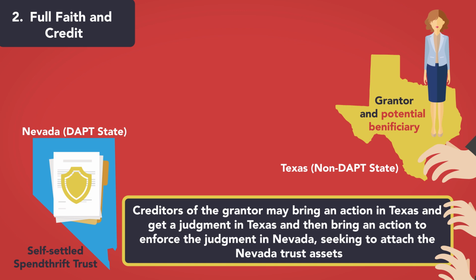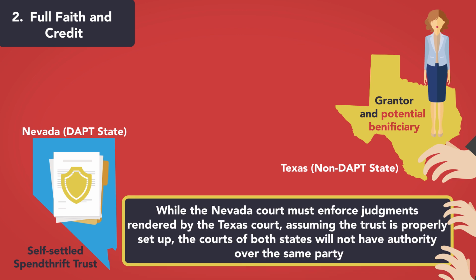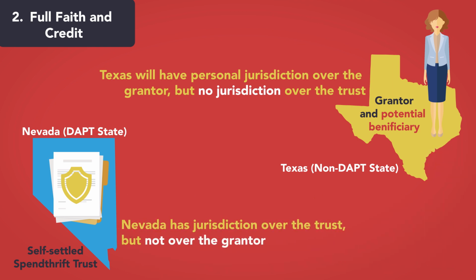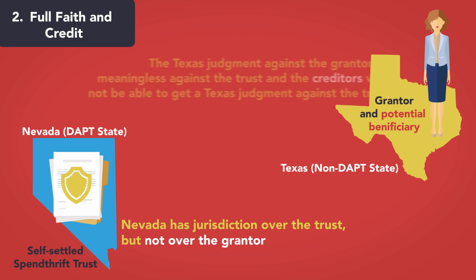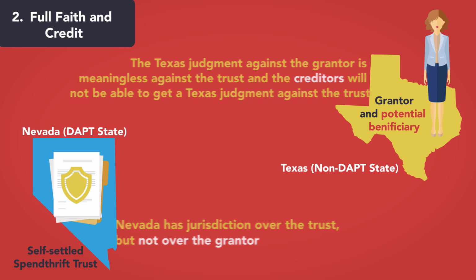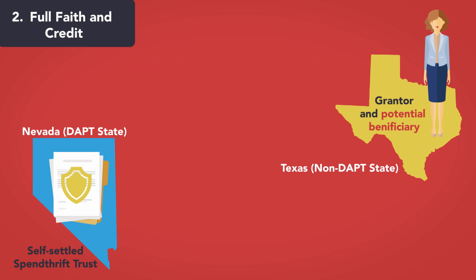Still, if the trust is established properly, this should not be an overwhelming concern. While the Nevada court must enforce judgments rendered by the Texas court, assuming the trust is properly set up, the courts of both states will not have authority over the same party. Texas will have personal jurisdiction over the grantor, but no jurisdiction over the trust. Nevada has jurisdiction over the trust, but not over the grantor. Therefore, the Texas judgment against the grantor is meaningless against the trust, and creditors will not be able to get a Texas judgment against the trust because the trust has no sufficient nexus to Texas. This illustrates the practical power of separating the grantor from the trust from a legal perspective.